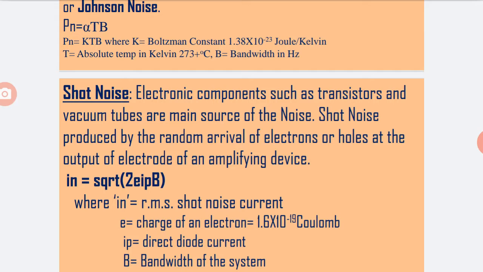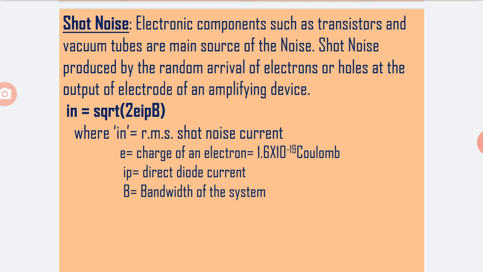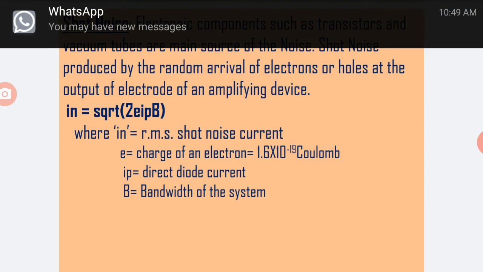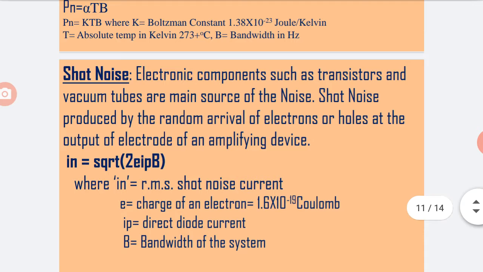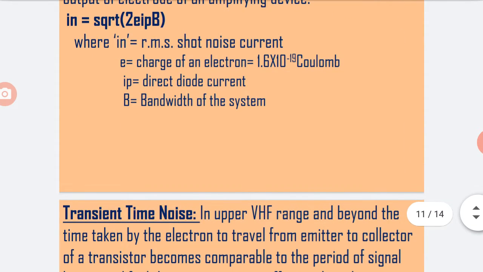So the formula is In equal to the square root of 2 e Ip B, where In is the RMS value of the shot noise current, e is the charge of the electron, 1.6 into 10 to the minus 19 coulomb, Ip is the direct diode current, and B is the bandwidth of the system. So from this relation, you can calculate the shot noise of the transistor or vacuum tube.